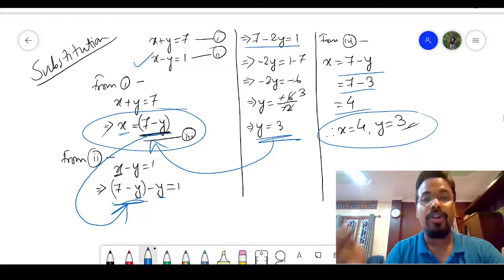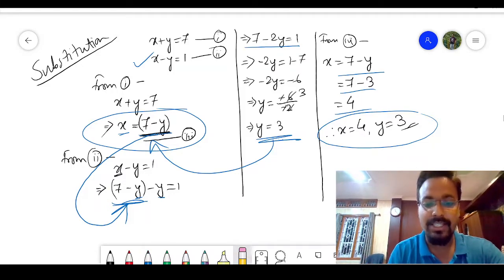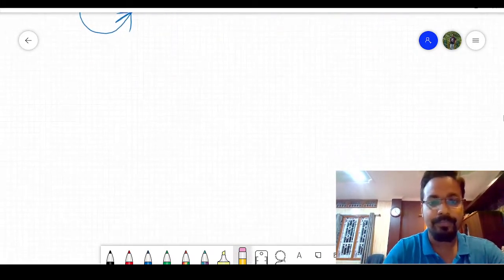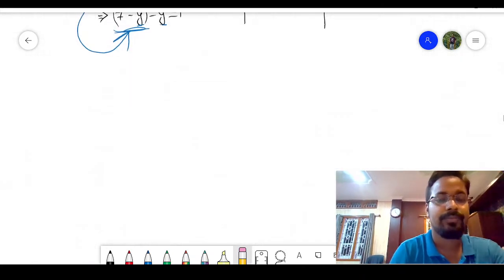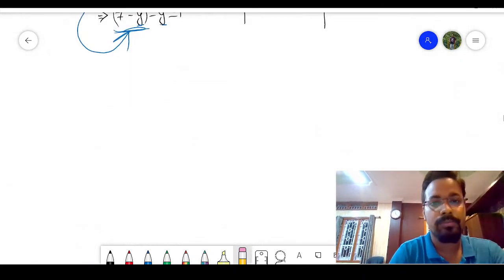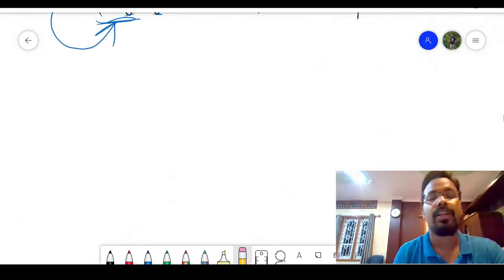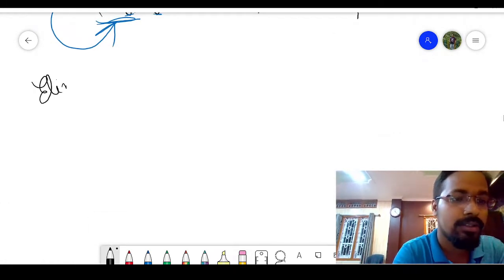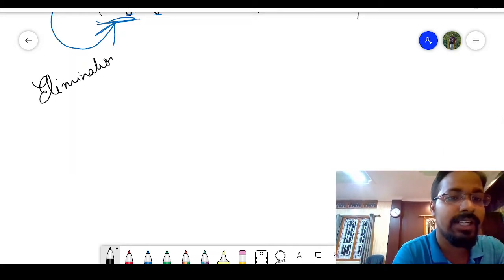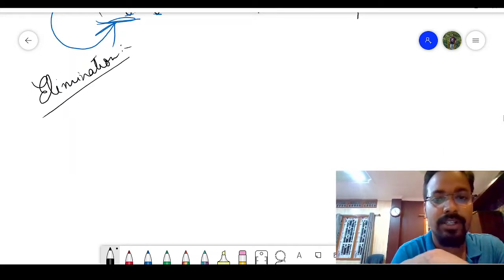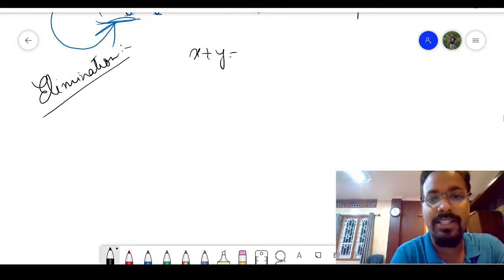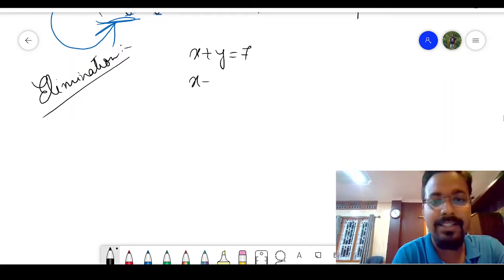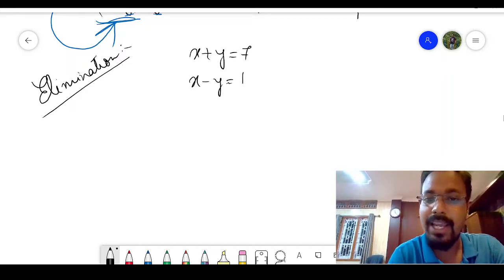Now let us move on to the next type of solution, which is the elimination method, and we are going to use, as I said, the same equations. So x plus y is equal to 7 and x minus y equal to 1. Again, take this as equation number 1, this as equation number 2.